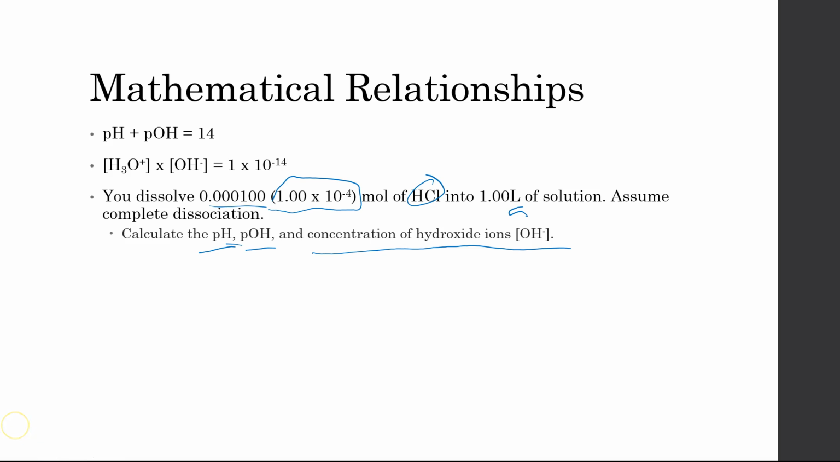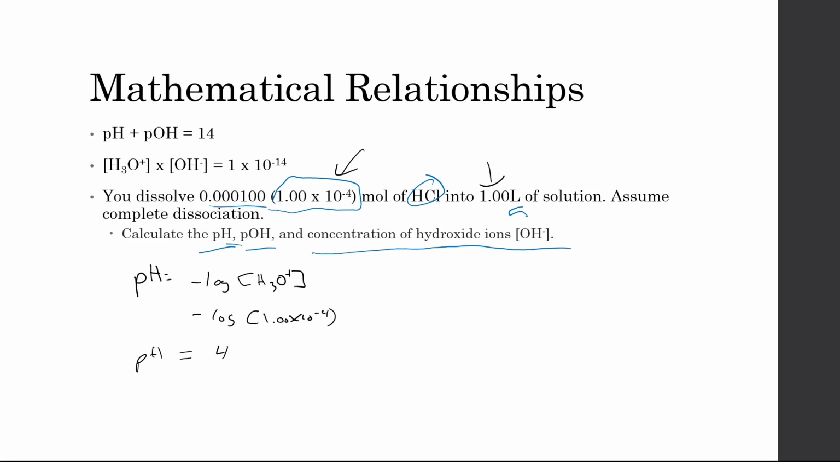So let's do pH. pH is equal to the negative log of the molarity of hydronium ions. Because I put this many moles in 1 liter, that is my molarity, the number of moles per liter. So all I'm going to do is take the negative log of 1.00 times 10 to the negative 4. I punch that into my calculator and I get a pH of 4. That's simple.